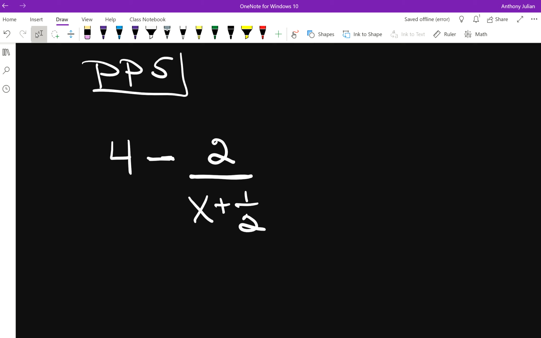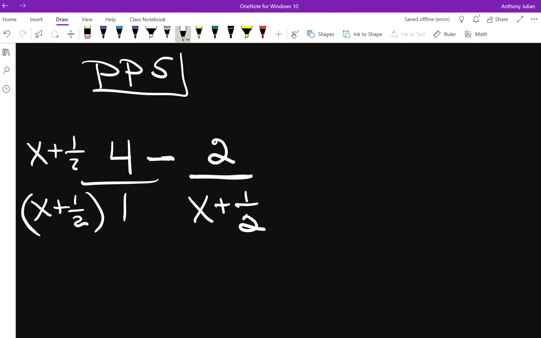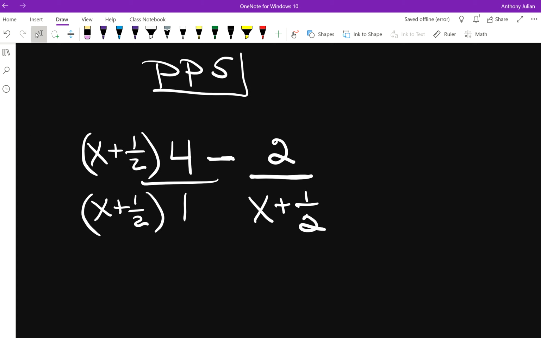All right, so if I want to make this, there's really a 1 here, so I could multiply x plus 1 over 2 times 1. That would make my denominators the same, but then I also have to multiply x plus 1 over 2 on the top. All right, let's give us some room here. All right, so what do we know? Thus far, I know my denominator is going to be x plus 1 over 2.